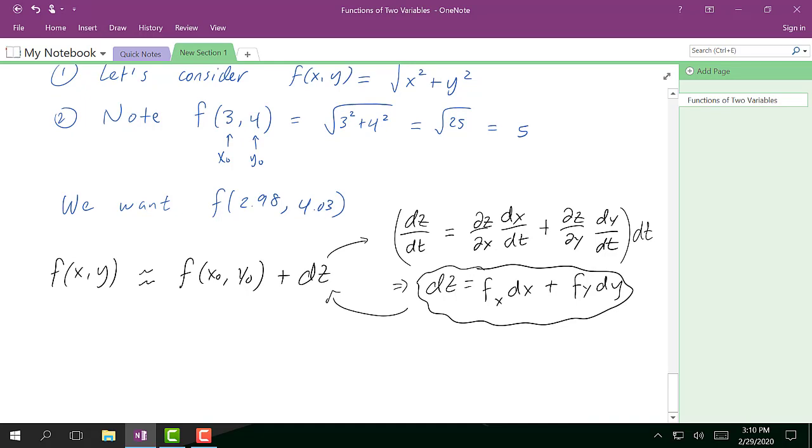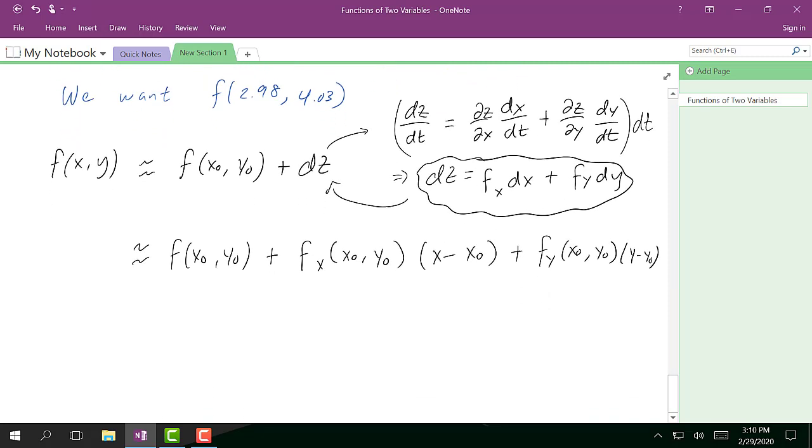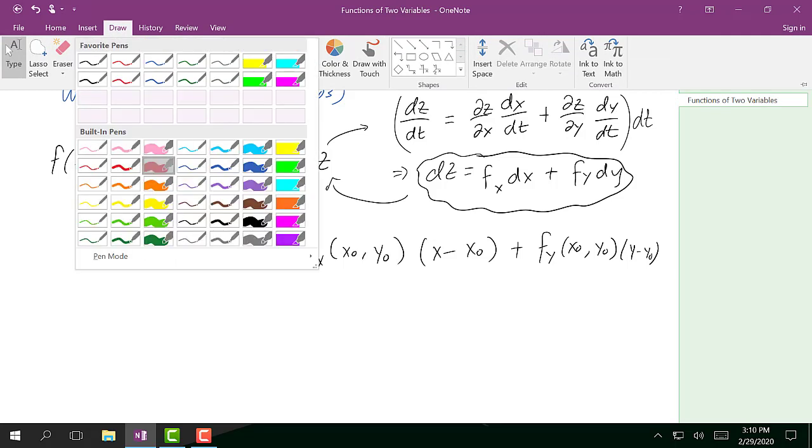And so what we get is, this is approximately equal to f(x naught, y naught) plus f sub x at the point (x naught, y naught) times dx, which is just a change in x, so x minus x naught, plus f sub y evaluated at the point (x naught, y naught), our approximation point, times y minus y naught. So hopefully this makes sense. This is a pretty important thing. You'll definitely see this in class.